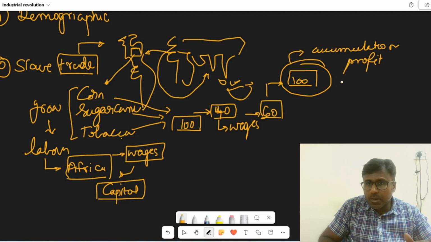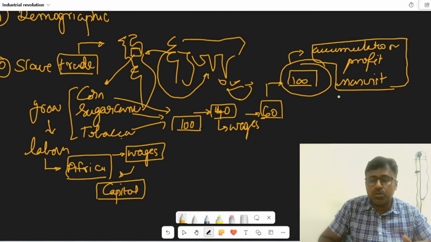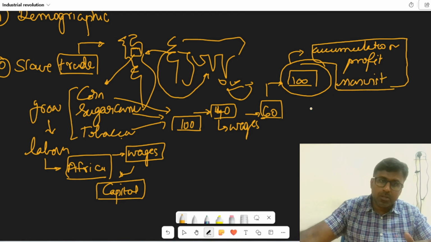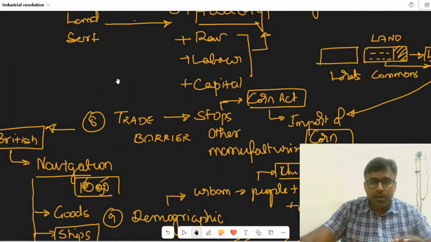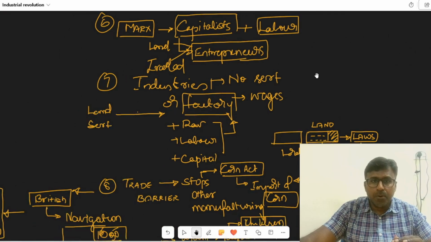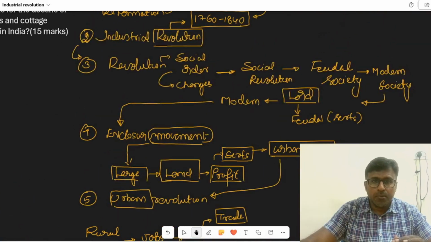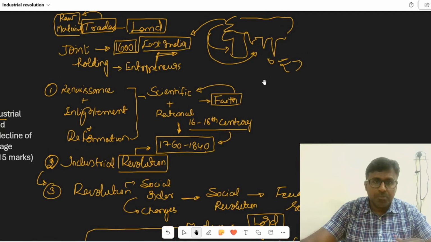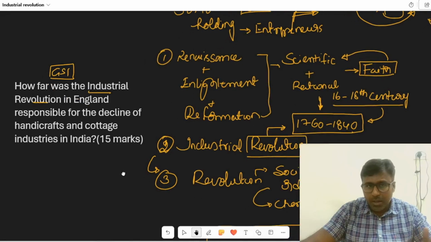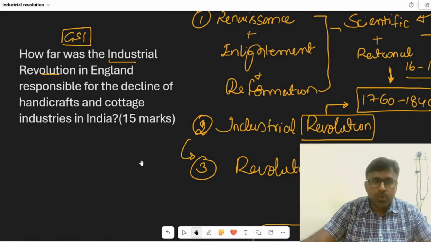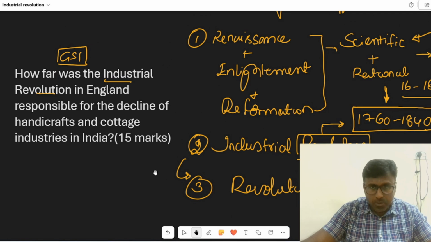This is the exploitation that Marxists talk about, which happened in the industrial revolution era in order to generate capitalism. This is the basic of the industrial revolution. These are basically the points that I have gone through one by one of how the society changed. This actually resulted in a lot of exploitation, not only the slave trade that I mentioned, it also exploited India. And that is the question. Maybe in the next video, I will explain that.